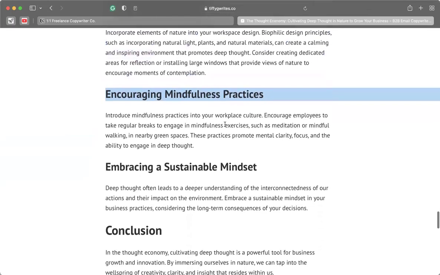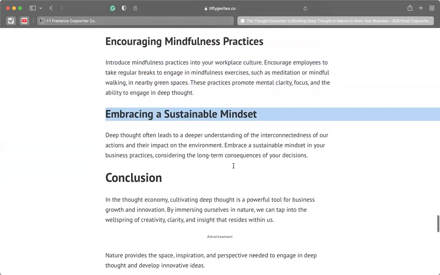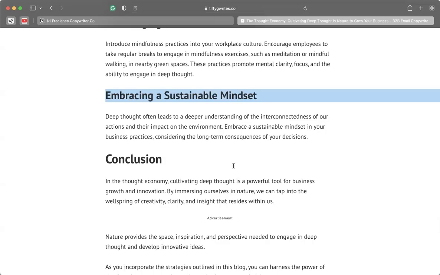Encouraging mindfulness. Introduce mindfulness practices into your workplace culture. Encourage employees to take regular breaks to engage in mindfulness exercises such as meditation or mindful walking in nearby green spaces. These practices promote mental clarity, focus, and the ability to engage in deep thought. Embracing a sustainable mindset. Deep thought often leads to a deeper understanding of the interconnectedness of your actions and their impact on the environment. Embrace a sustainable mindset in your business practices and consider the long-term consequences of your decisions.